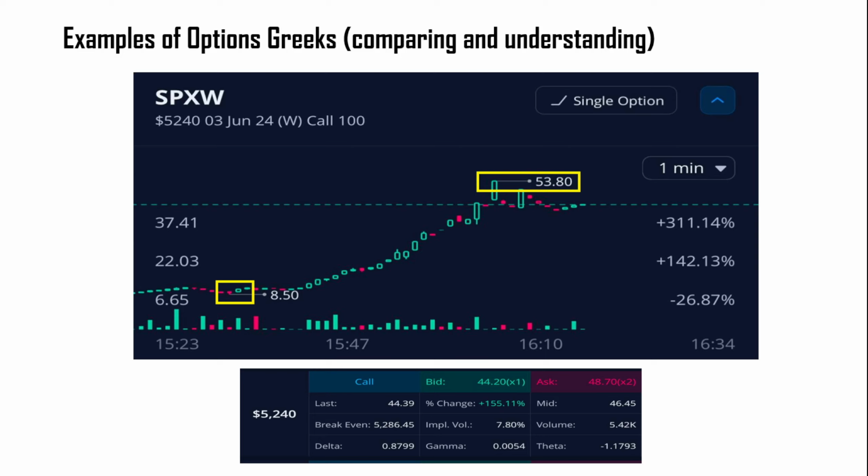Yeah, so if you bought this, it was at 3:30. If you bought it at $8.50, it went up all the way to almost $54. So the implied volatility change, volume is low. Theta, you can see that theta is negative 1.17 because of zero DTE, so that theta is definitely against you. So that price really got moved by volatility, because delta is not really that big.